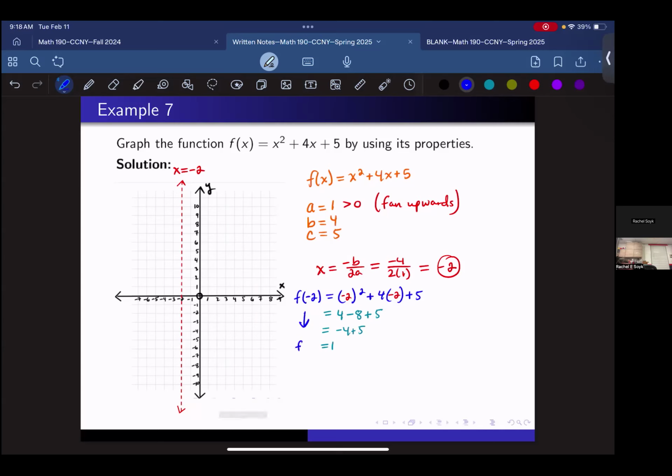Which means our vertex, our h comma k, is simply negative 2 comma 1. Let's go ahead and plot that over here. Again, it's going to be fanning upwards. Now let's identify our x and y intercepts.